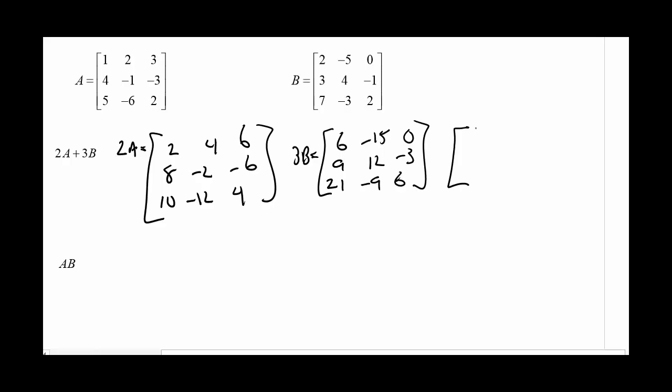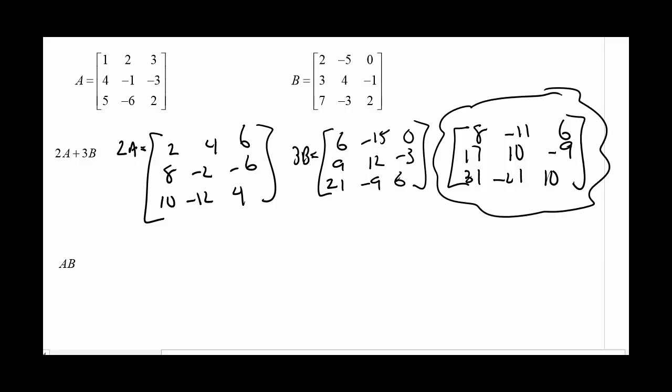So 2 and 6 is 8. 4 and -15 is -11. 6 and 0 is 6. 8 and 9 is 17. Then 10. Then -9. Then 31. -21. And 10. All right, so that's the result after I add them together.